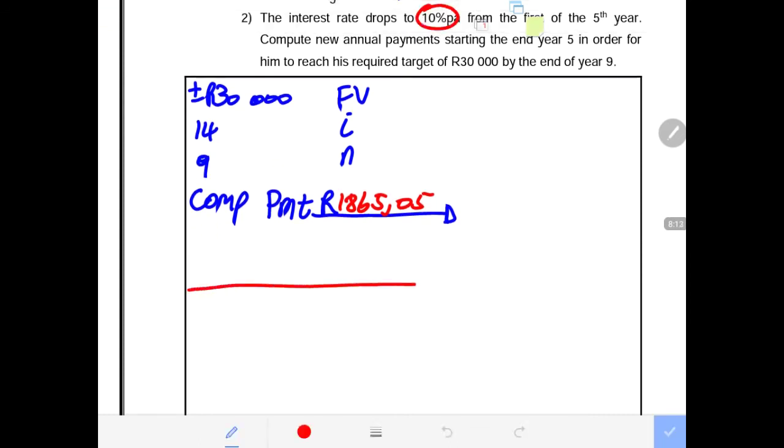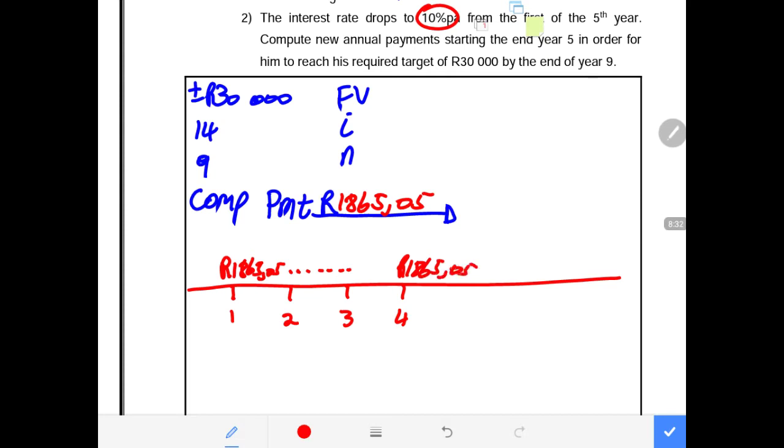Then let me just draw a line here once again. Year 1, year 2, year 3, year 4. 1, 2, 3, 4. How much are we paying? We're paying 1,865.05 throughout, up to the last payment, 1,865.05. These are the payments, and these payments qualify to be an annuity because it's a series. They are equal. They are made at the regular time interval, which is every year. The interest rate is the same at 14%.